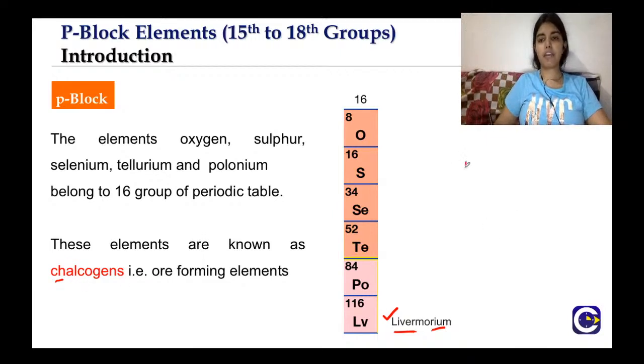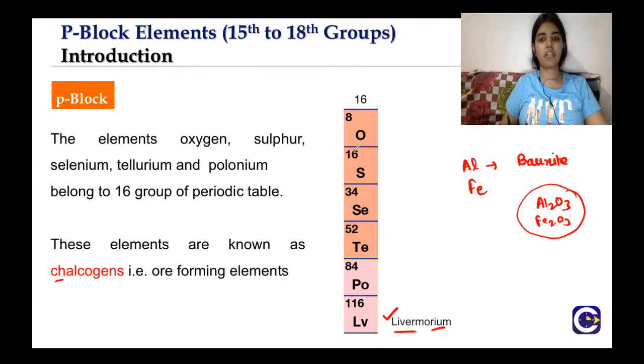Because if you see, for example, aluminium, the ore is bauxite. Elements of the periodic table such as aluminium, iron and magnesium are not present in the pure form in nature. They are present in the form of ores, and ores are basically the compounds of oxygen and sulfur, for example Al2O3 or Fe2O3. The ores are the oxides and sulfides of the elements, and from them you can extract the metal itself. Therefore they are known as ore forming elements.